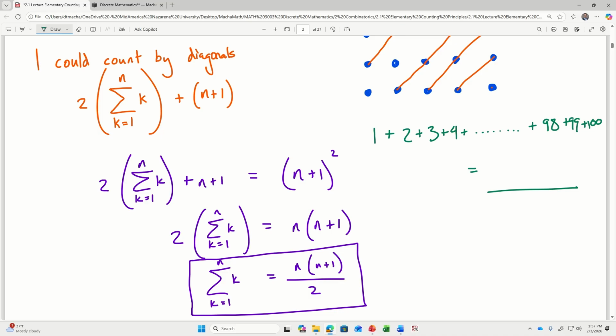So to quickly add up 1 plus 2 plus 3 plus 4 all the way up to 100, I could just take 100 times 101 divided by 2. So that's like 10,100 divided by 2, which is 5,050. Yeah. So these are called the triangular numbers. And that means the number 5,050 is the 100th triangular number.